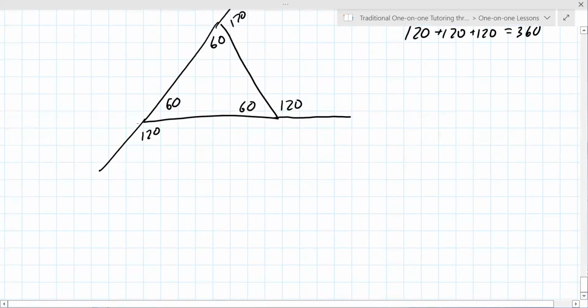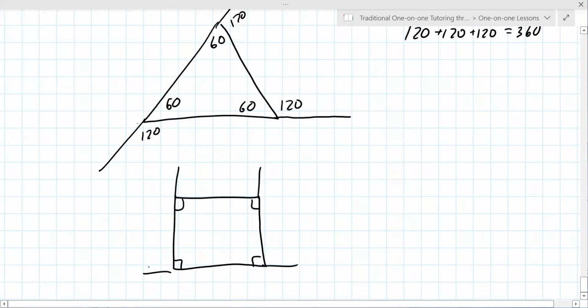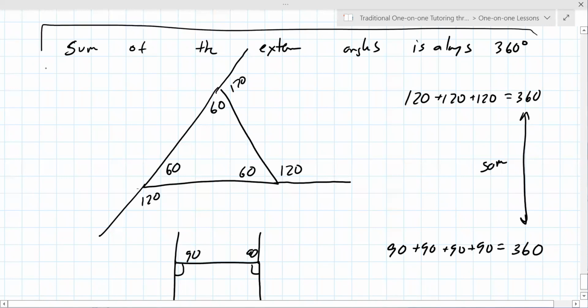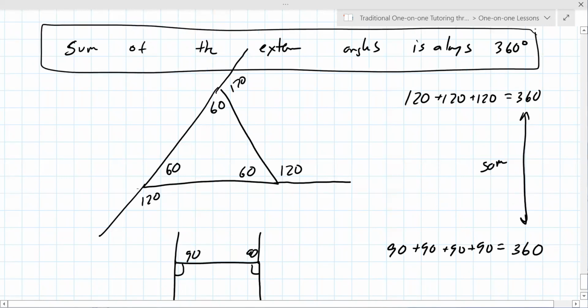Now let's look at a square. A square makes 90-degree angles. So what do the exterior angles look like here? Well, it's 90, 90, 90, and 90. What do they add up to? 360. Notice these are the same. So the sum of the exterior angles is always 360 degrees. Always. That's another thing maybe to put on your note card.